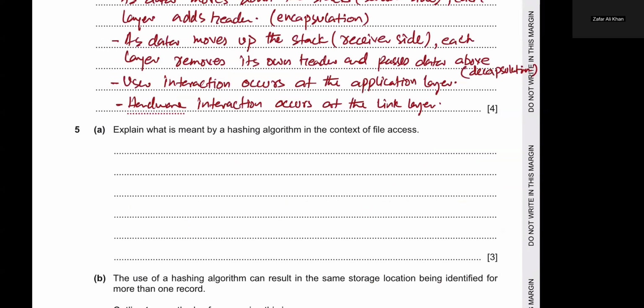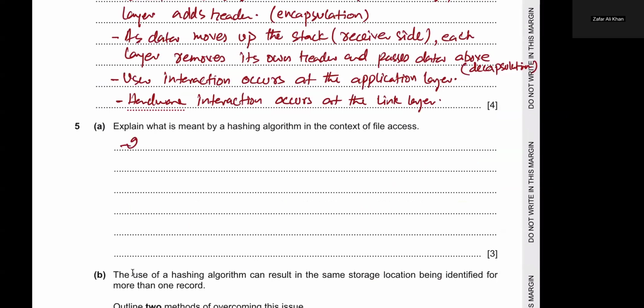Imagine you have a very large file containing numerous records, perhaps customer details, and each record has a unique key, like a customer ID. You want to be able to retrieve a specific customer's record very quickly. Without having to read through the entire file sequentially.